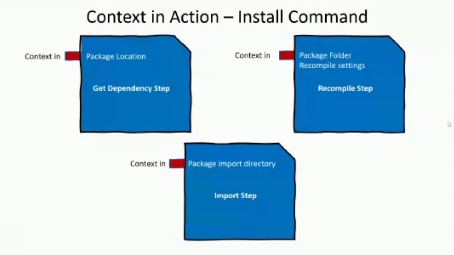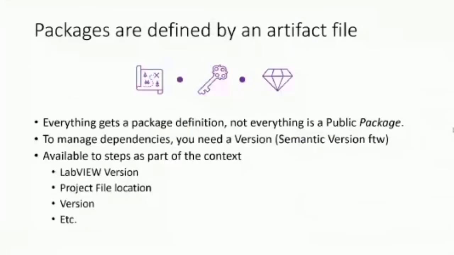All right, the next thing that we've learned is packages are defined by an artifact file. So GPM did this, in our opinion, really well. Everything that consumes packages gets its own package definition, although not everything that has a package definition is a package. To effectively manage your open source dependencies, your public dependencies, you need to rely on semantic versioning or some sort of versioning system.